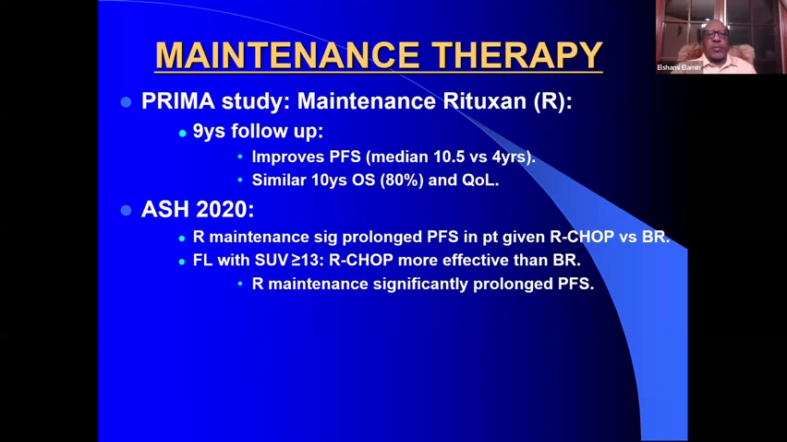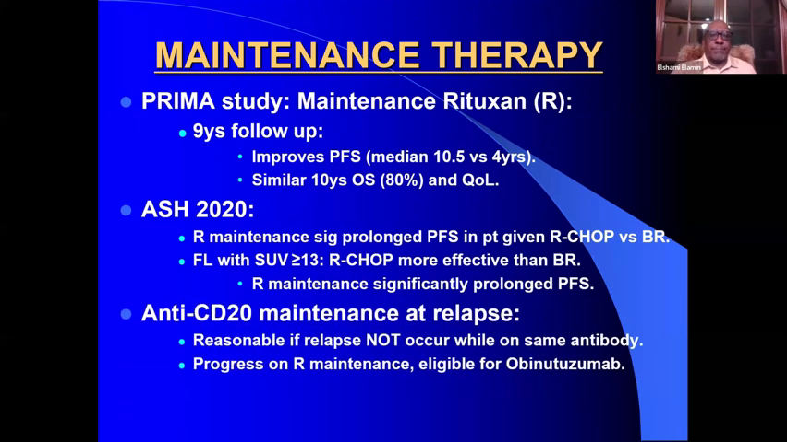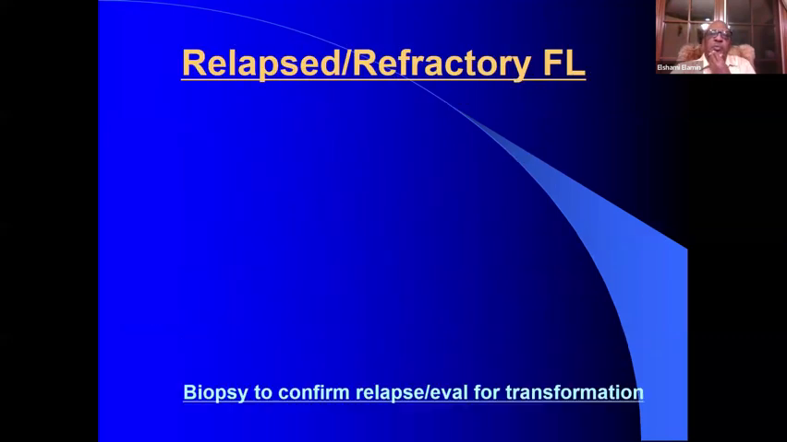They said rituximab maintenance significantly prolonged PFS in patients with R-CHOP versus BR. And they said R maintenance significantly prolonged PFS. So basically, we do use maintenance for patients with follicular lymphoma. Typically, the maintenance is rituximab, but we could use Gazyva for eligible patients.